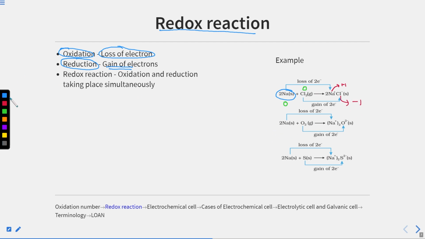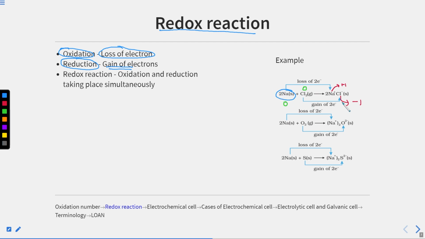Now, if you see here, sodium was initially having a charge of 0, then it moved to +1, meaning it is moving towards the positive side and it is losing electrons. So one sodium atom is losing 1 electron here. Similarly, chlorine is gaining electrons. How? Because it was initially having a charge of 0, and now it is having a charge of -1. See, you can see the difference.